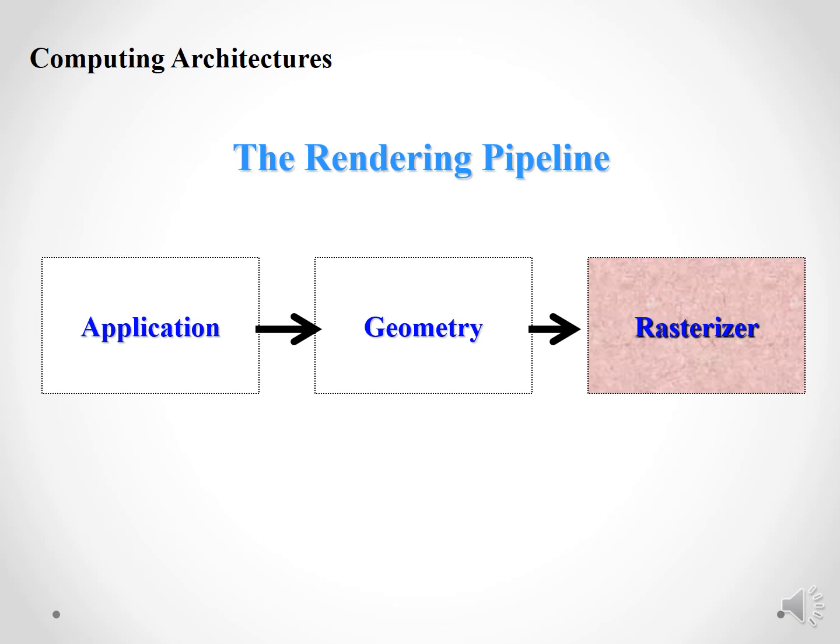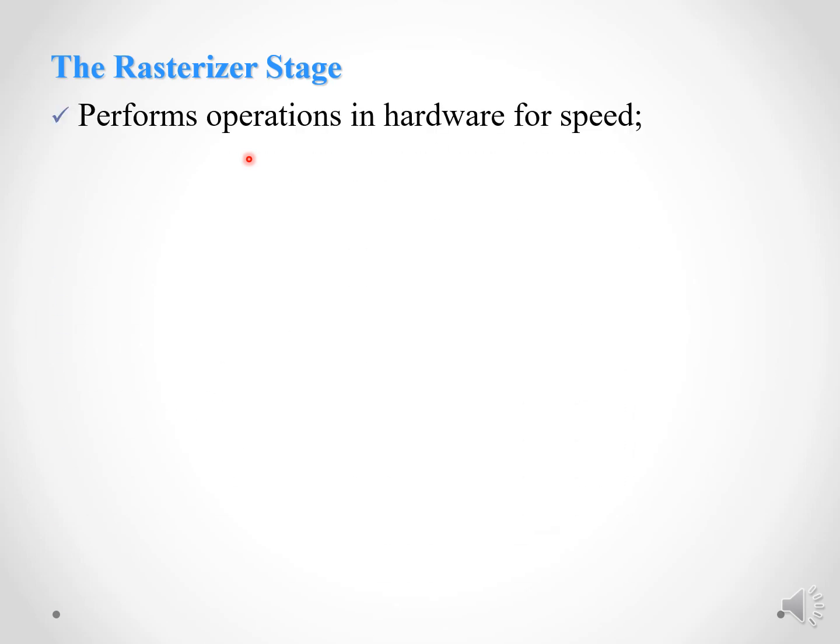And the last stage in the rendering pipeline is the rasterizer stage. So let's find out what happens inside the rasterizer in the next slide. The rasterizer stage is the last stage in the graphic rendering pipeline. In this stage, the graphic pipeline is performed in the hardware. The hardware is the place where this rasterizer stage performs.